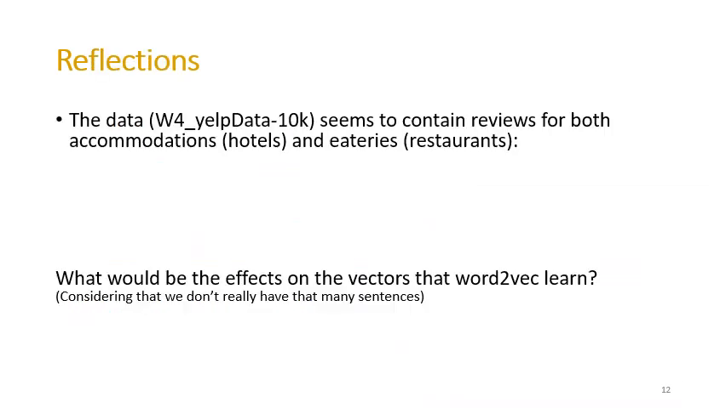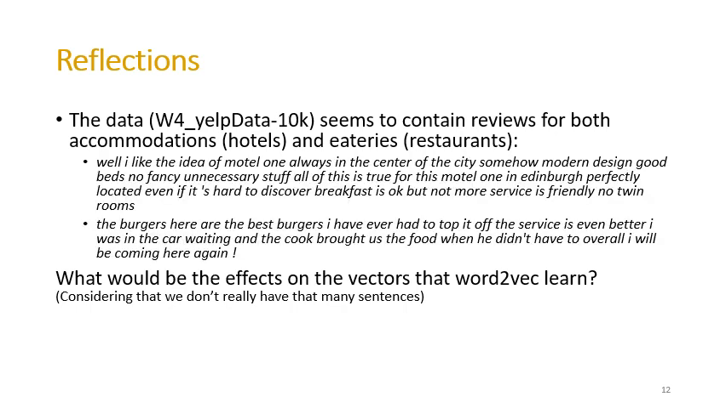Now let me give you some questions to reflect on. So the data seems to contain reviews for both accommodations and eateries. Like I said in the beginning, I put the picture of a hotel room and a burger. If you look at the data set, it contains this kind of reviews. One is talking about a motel, and the other is talking about burgers. So we have a data set that talks about accommodations, restaurants, food, and everything.